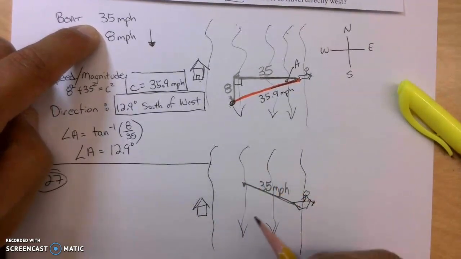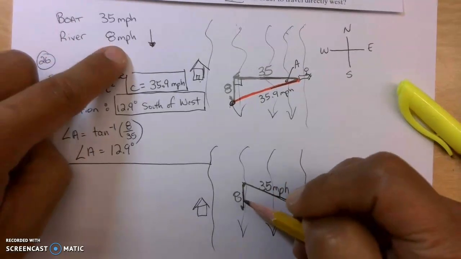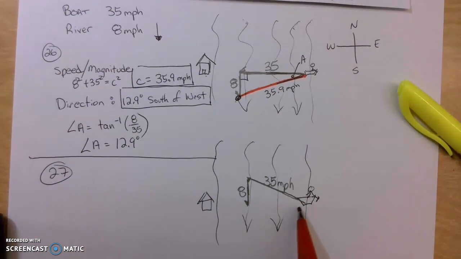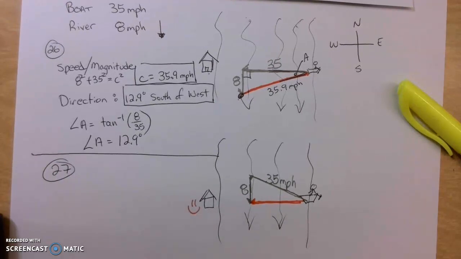And he knows this current is going to be pushing him. And now the current pushes him down, and that will be 8, because that is the magnitude of the river current. And if he adjusts his boat correctly, he's going to head directly west, and he will hit his target, the house.